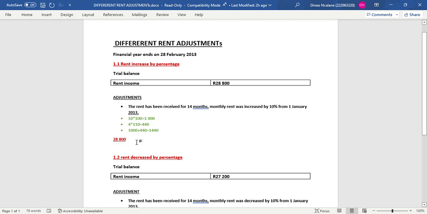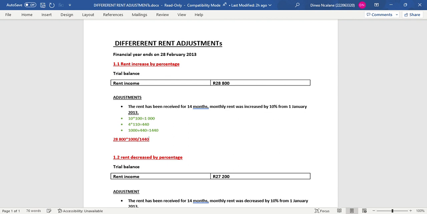Okay, we are going to say 28,800 multiplied by 1000 divided. Why do we divide? We are trying to make it simple using ratios. So it's 1000 over the total that we got here of 1440.